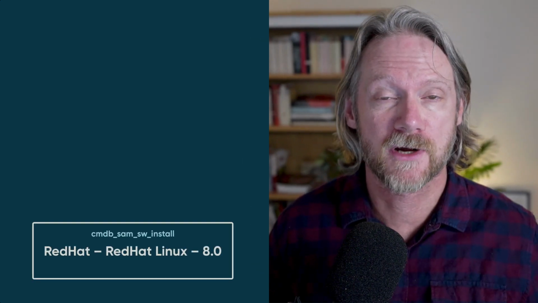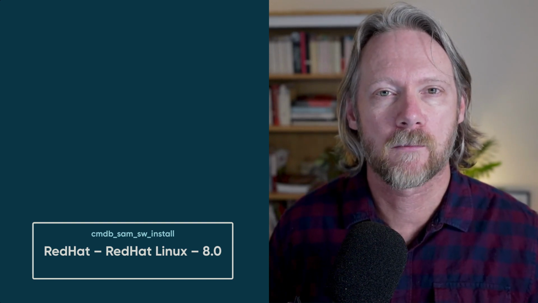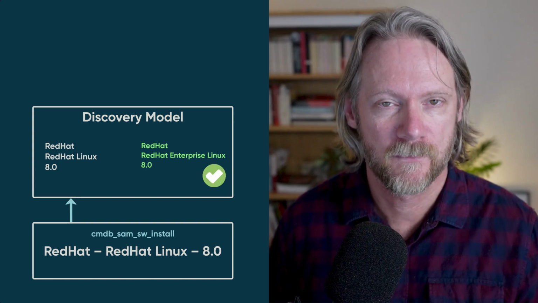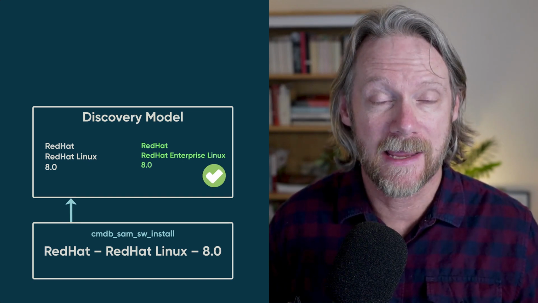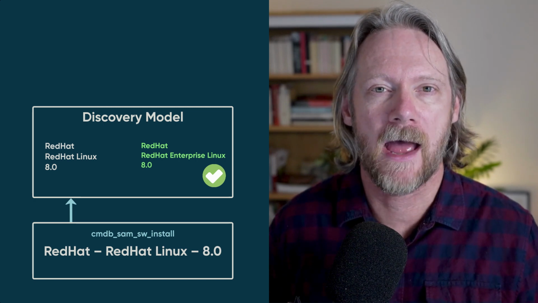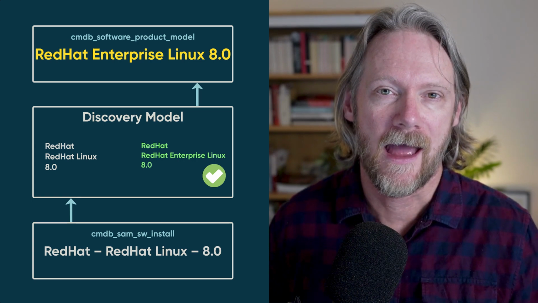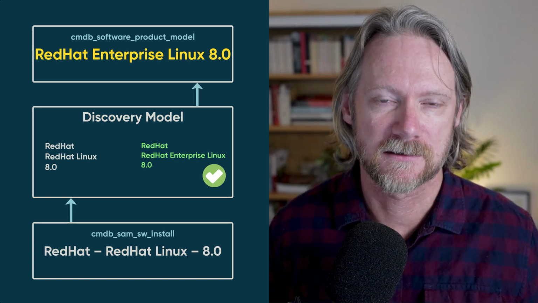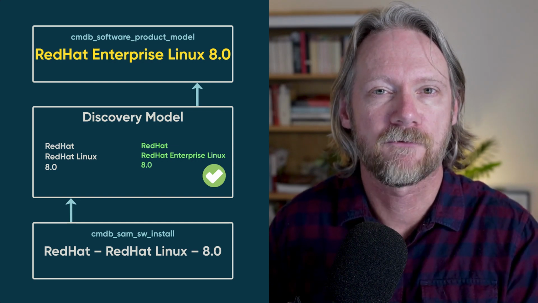For example, if we add a new installation record with the publisher as Red Hat and the display name of the publisher as Red Hat Linux and a version of 8.0, we'll end up with a normalized discovery model. And we learned in the previous videos that these normalized values in the discovery models allow us to match the installation records with our software product models and through them to our software licenses. And that thereby allows us to reconcile our software installations with our software licenses.